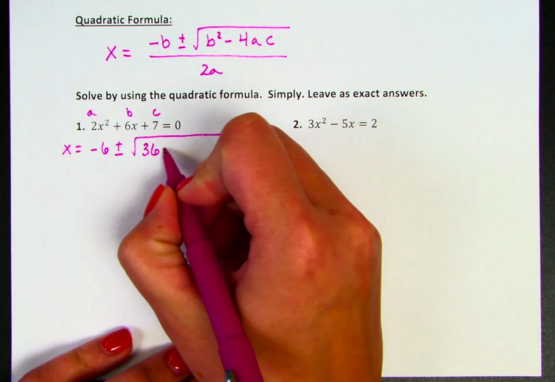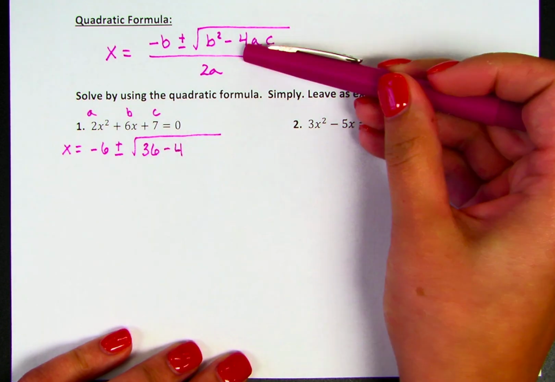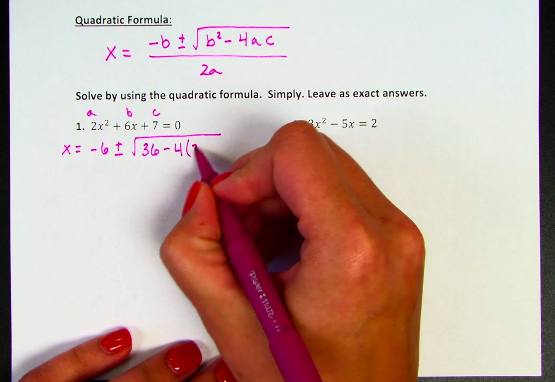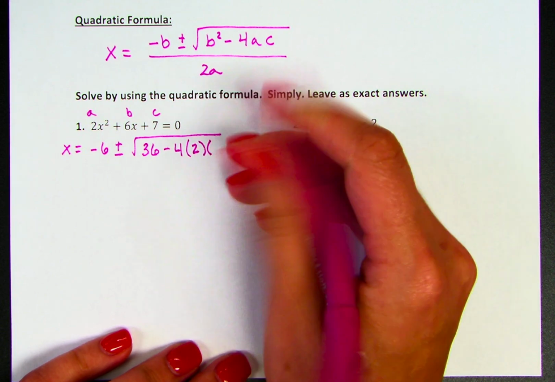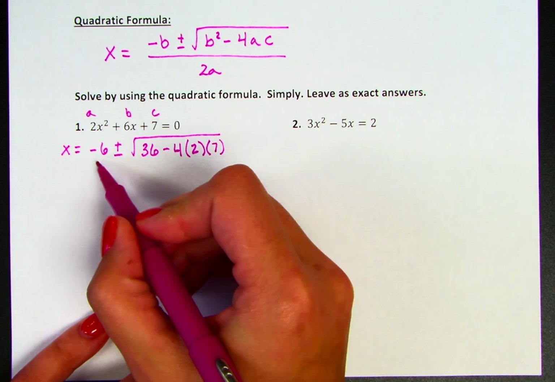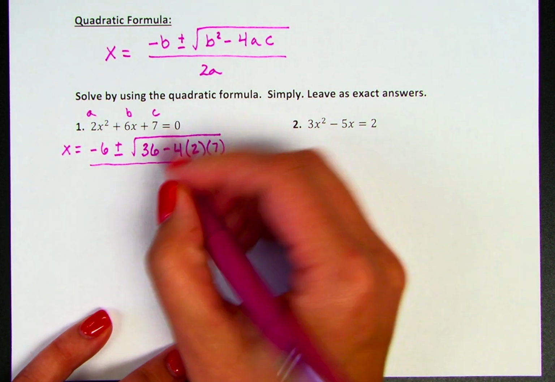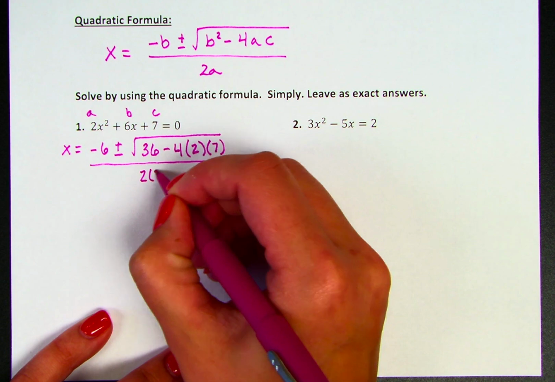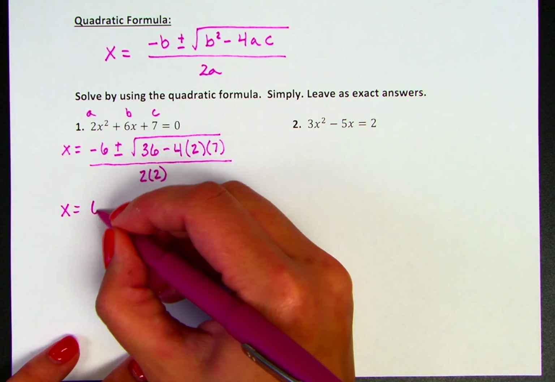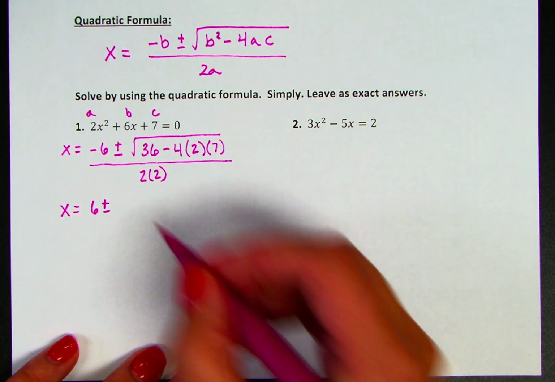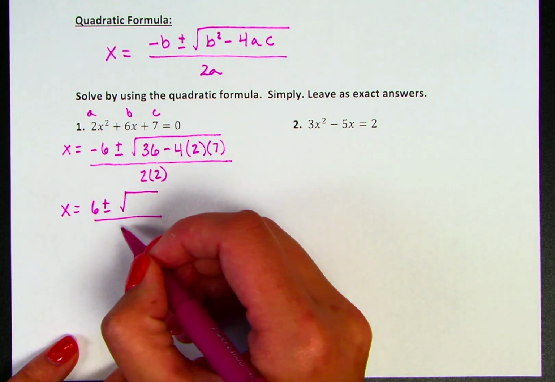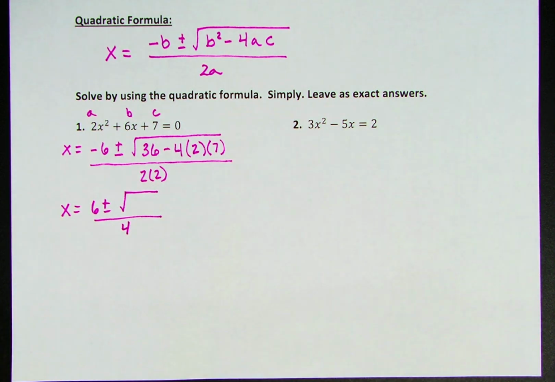And then we'll have minus 4, which is part of our formula. And then times our a, which in this case is 2. And then times c, which is 7. And then this is all over 2 times a. So this will be 2 times 2. Okay. So now we're just going to work through simplifying. So we will have negative 6 plus and minus, the square root of something, and then 2 times 2 is 4.